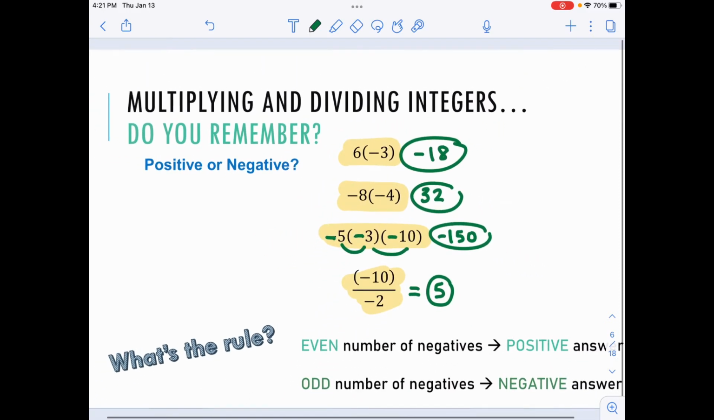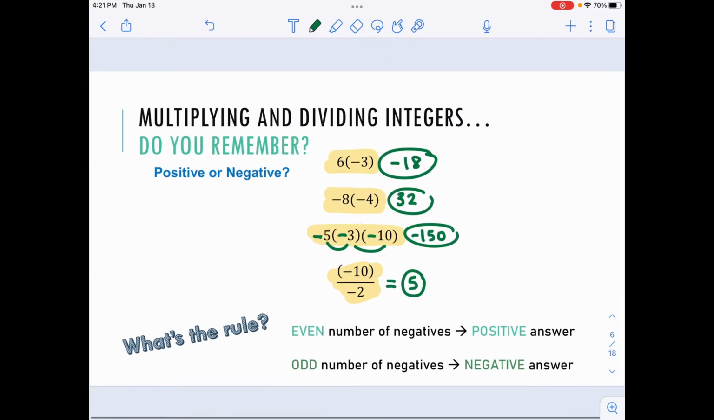So let's refresh our memory. What's our rule? Remember, if we have an even number of negatives in the problem, our answer is positive. If there's an odd number of negatives, our answer is negative. So what's nice about multiplying and dividing is we really do those operations just as they're shown. If the problem says multiplying, multiply it out. If it's division, divide it out. But the only thing we have to keep in mind is counting the number of negatives. If there's an even number of negatives, I will result in a positive answer. If there's an odd number of negatives, I result in a negative answer.